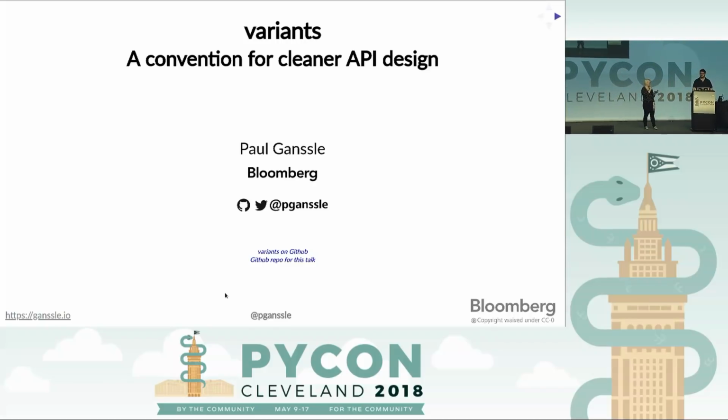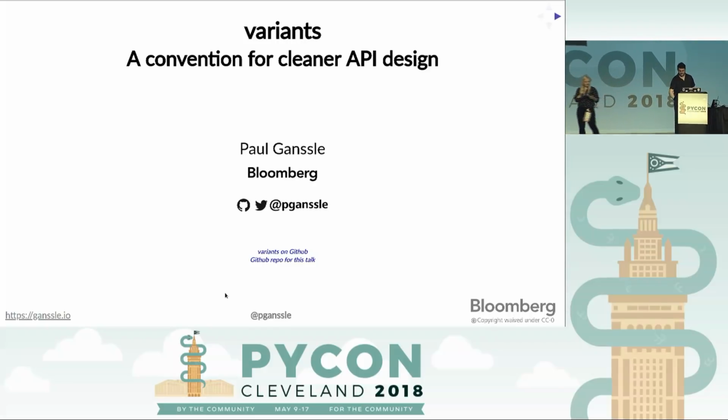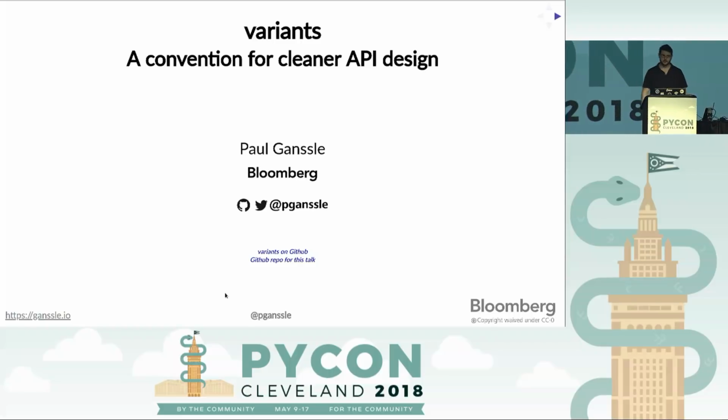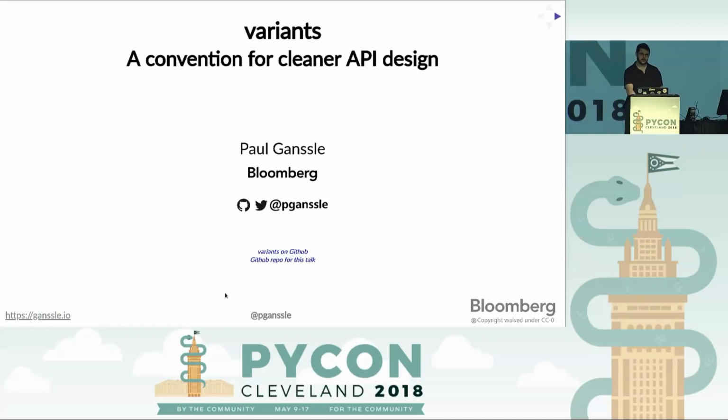Next up, we have Paul Gansel on Variance. Hi. So my name is Paul Gansel. I'm a software engineer at Bloomberg. And today I'm going to talk about Variance, which is a library I wrote to enable a convention that I think could improve library API designs.